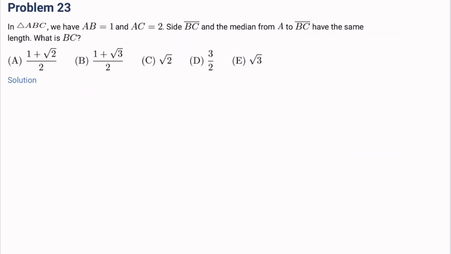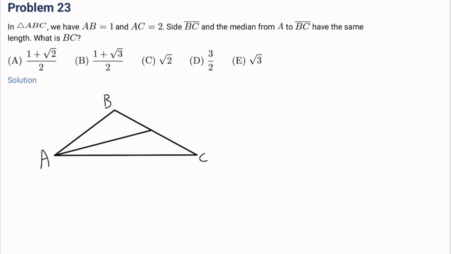Problem number 23. In triangle ABC, we have AB equals 1 and AC equals 2. Side BC and the median from A to BC have the same length. What is BC? Okay, so first of all, let's draw this diagram out. So this would be what it looks like.